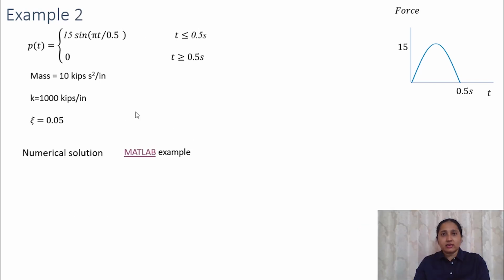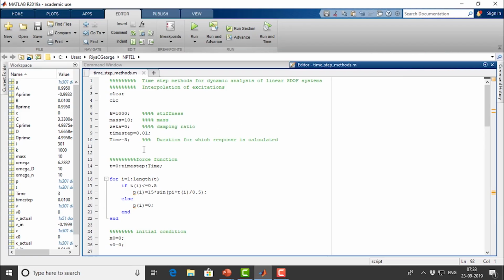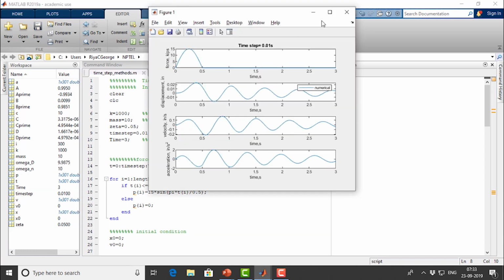So now let's see another example. The only change here is that the system is damped with a damping ratio of 0.05. So let's see the numerical solution of this. We can use the same code, but we can change the value of zeta as 0.05. That is 5% damping. So let's run this.